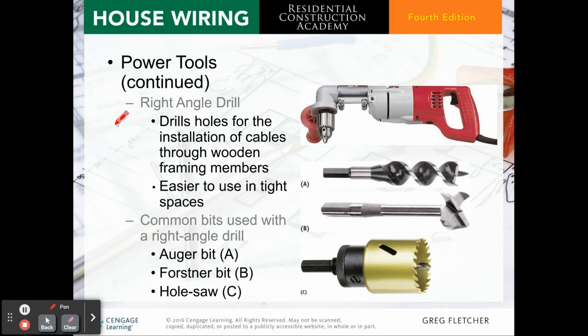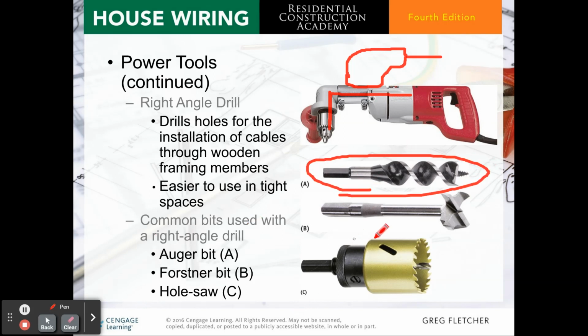Right angle drill. It drills holes for the installation of cables through wooden framing members, and this is much easier to use in tight spaces than a regular drill because instead of being straight like the pistol drill is, like this. Excellent picture, I know. The drill bit coming out turns at a 90 and it allows you to get into tighter spaces. Common bits used with the right angle drill: auger bit, which we use frequently, Forstner bits, which we will not be using, or a hole saw.